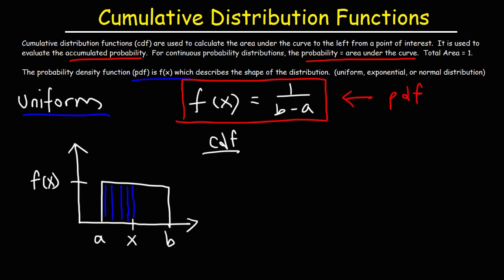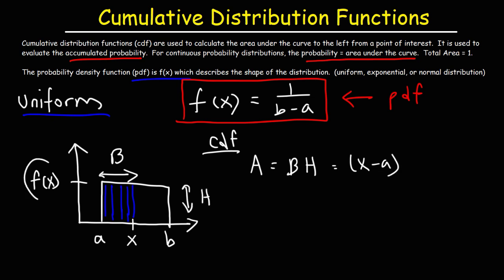Now, this is basically the shape of a rectangle. The area of a rectangle is the base times the height. Notice that the base is the difference between x and a. So it's x minus a. The height is f of x. And f of x is what we see here, 1 over b minus a.